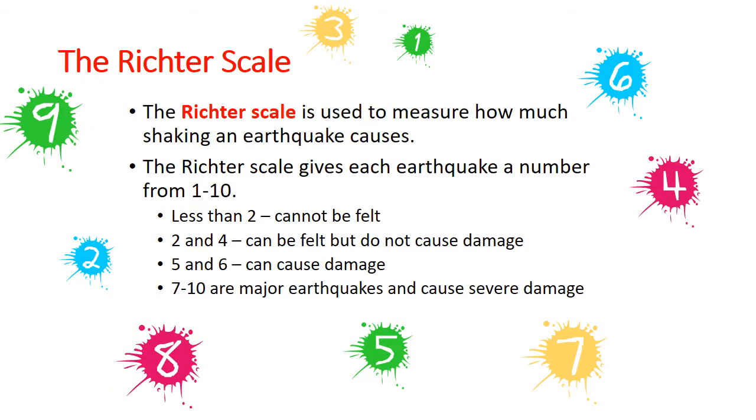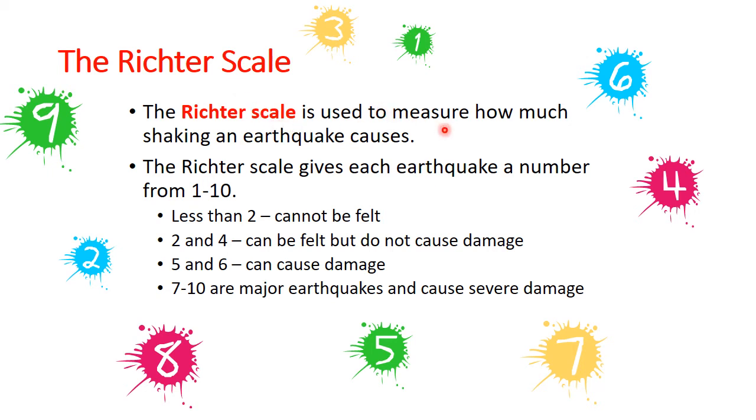Children, as we use centimeters and inches to measure a line, shaking of the earthquake is measured by using a scale which is called a Richter scale. So what is the Richter scale, if you are asked? It is used to measure how much shaking an earthquake causes. Now the Richter scale gives an earthquake a number from 1 to 10.